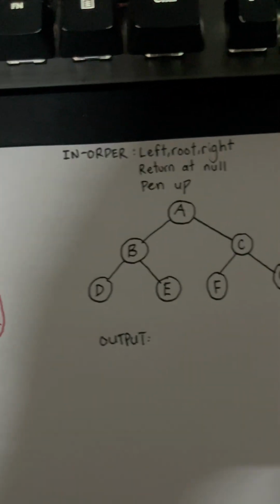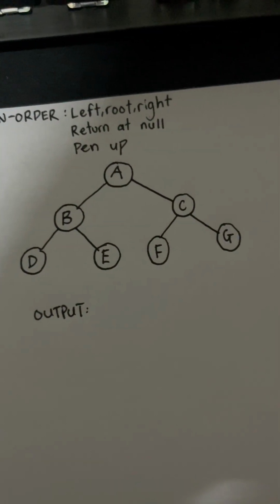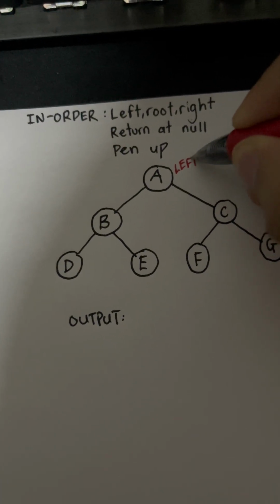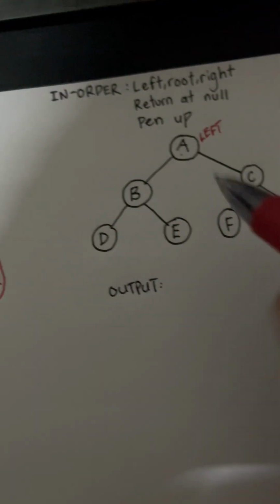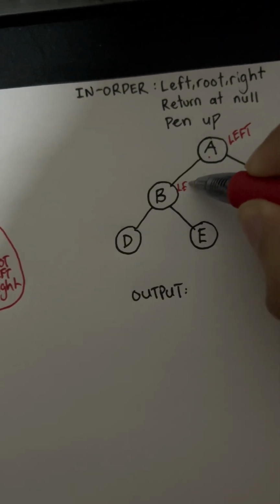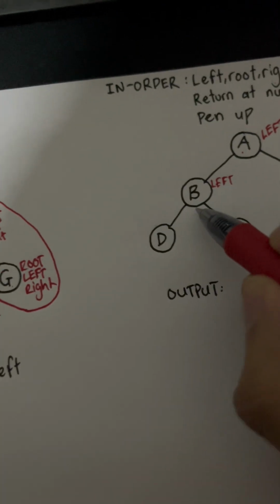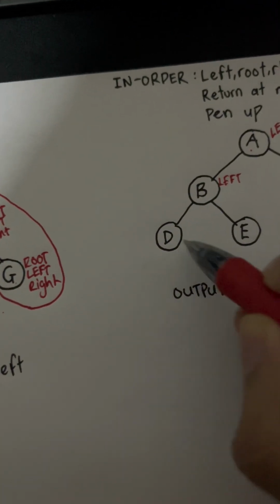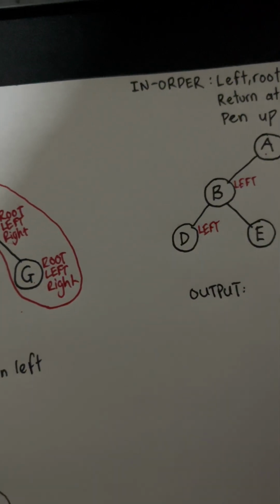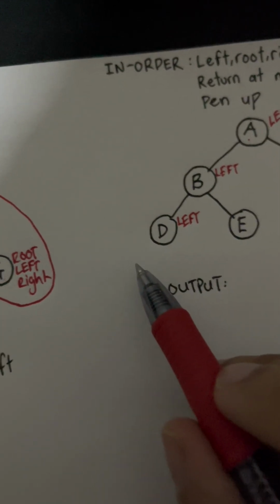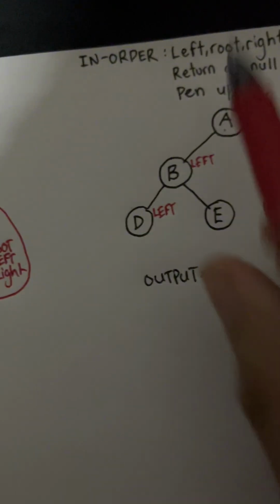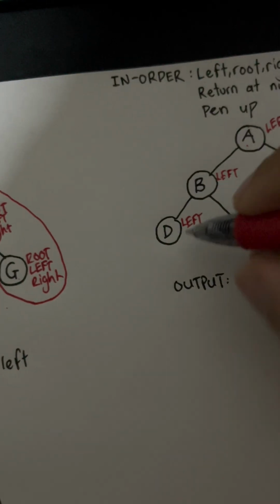So let's start at our root A. Here the first step is go left. So go left, we are at B, and we'll do the steps again. So go left and then repeat. So we've gone left, here go left. If we try to go left, it is null, so we return back. After we've returned, the next step after left is root or print.